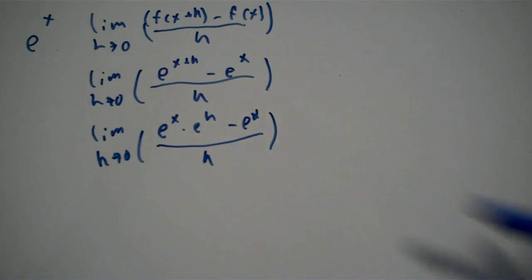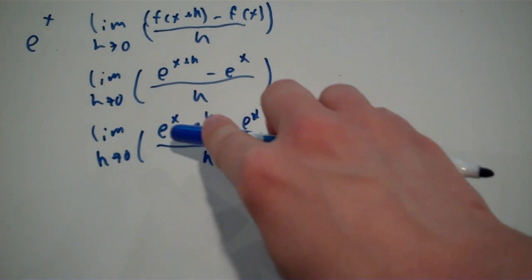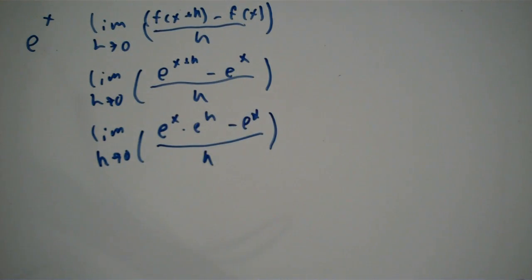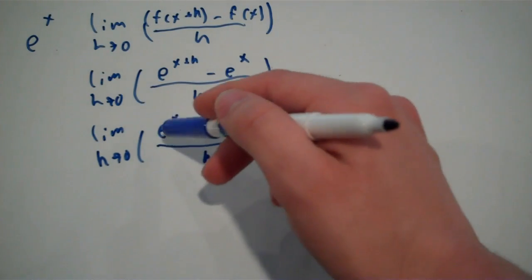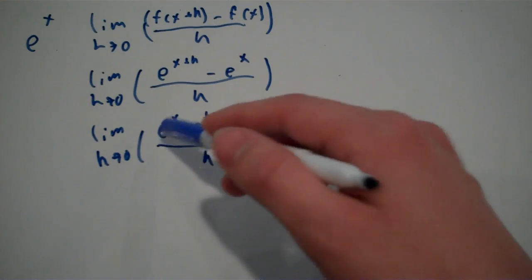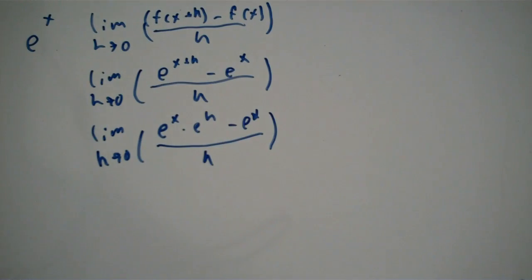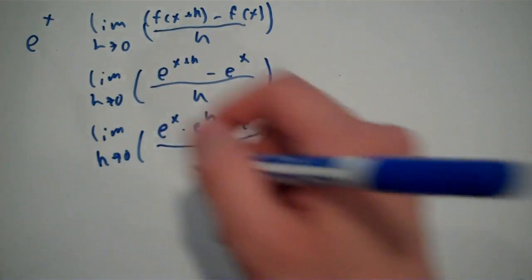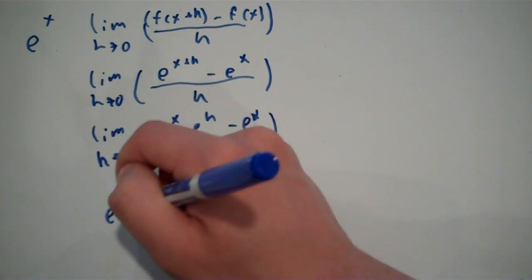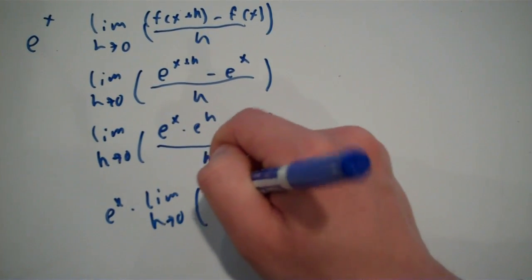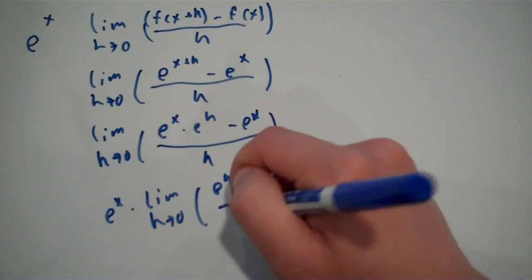Now, as you can see, we have an e to the x in this section of the equation, and an e to the x in this section of the equation. So we can factor that e to the x out. Now, since there is no h in our e to the x, the limit as h approaches 0 does not apply to our factored out e to the x. So we can factor out the e to the x all the way to the outside of the equation. So we can now have e to the x times the limit as h approaches 0 of e to the h minus 1 over h.